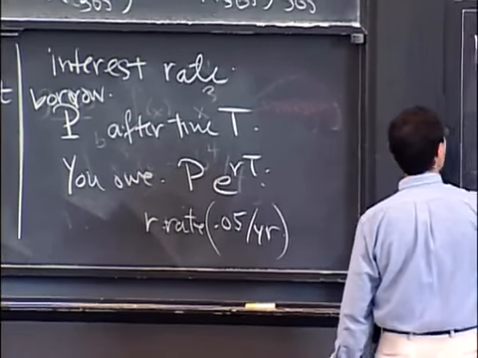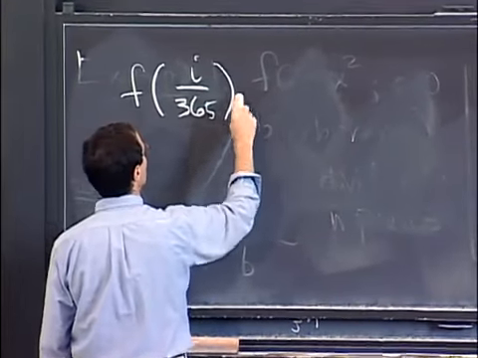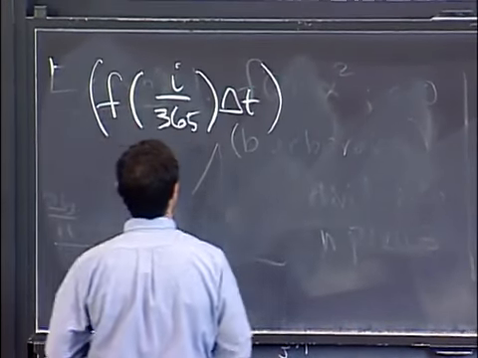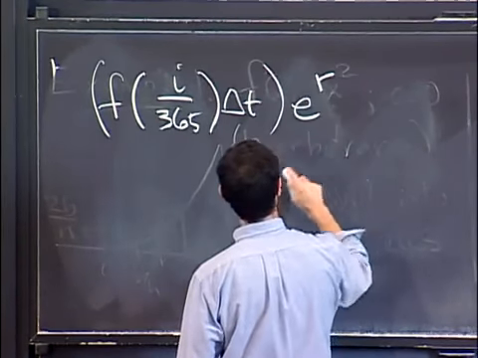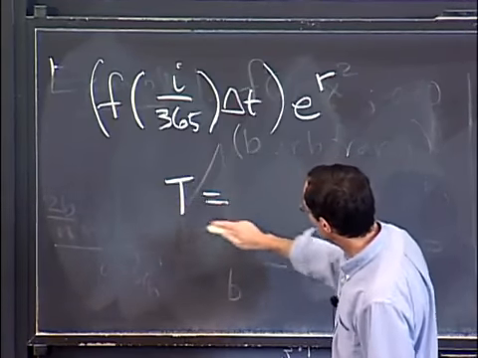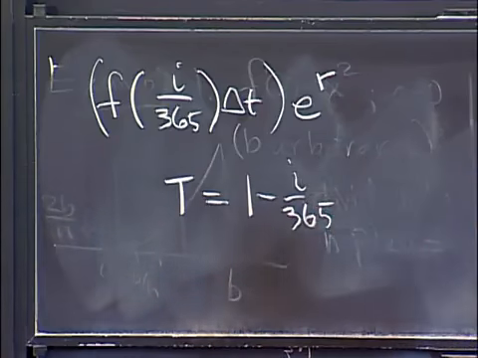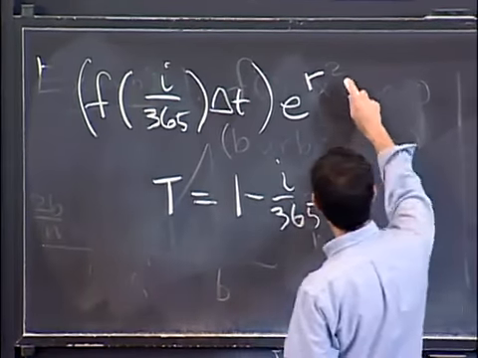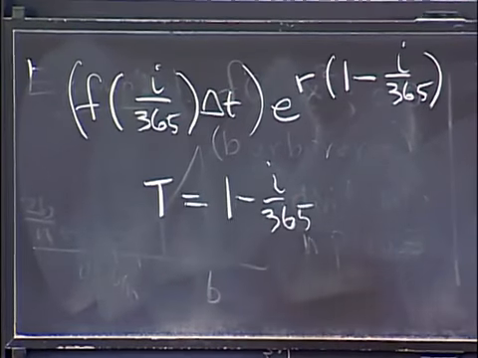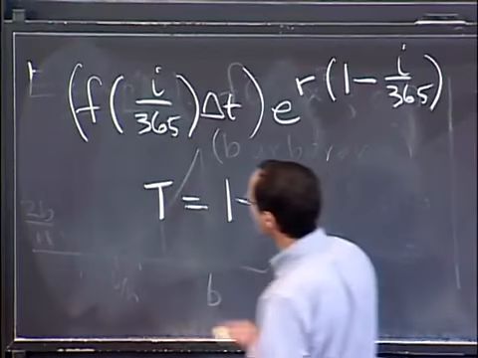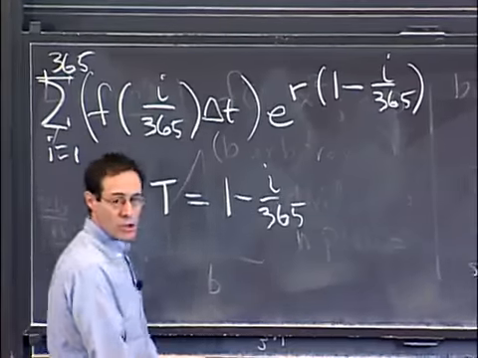at the end of the year, what you owe is, well, you borrowed these amounts here. But now you owe more at the end of the year. You owe e to the power r times the amount of time left in the year. So the amount of time left in the year is 1 minus i over 365, or 365 minus i days left. So this is 1 minus i over 365. And this is what you have to add up to see how much you owe.